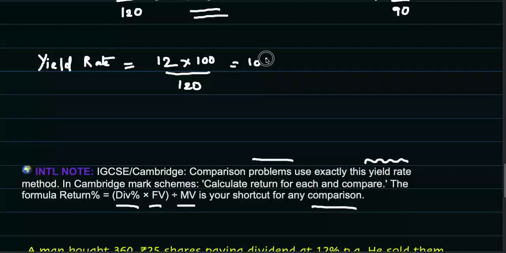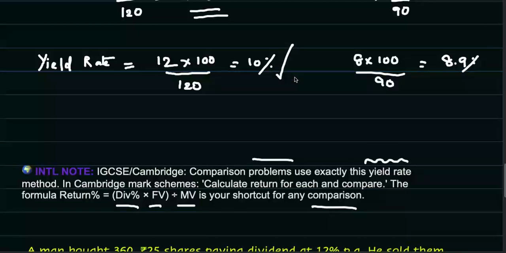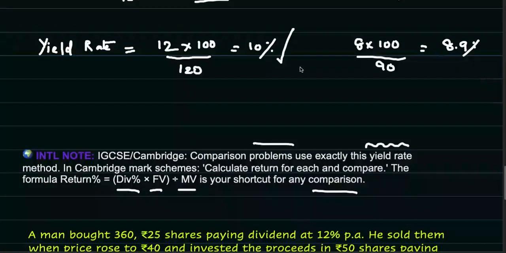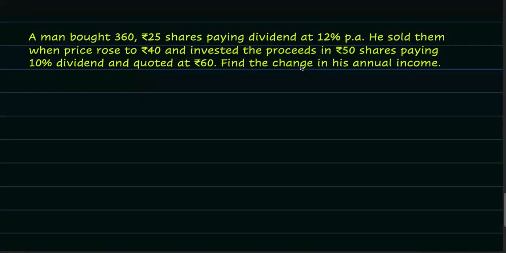Here also yield rate we can check. You have dividend percentage as 8 multiplied by face value, which is the same, divided by market value, which is 90. In the case 2, you are getting 800 by 90, that is 8.89 or 8.9% you will get. So in this case also you get that case 1 is getting more yield. So you can use this shortcut as well. Got it? Great. Okay, moving on.